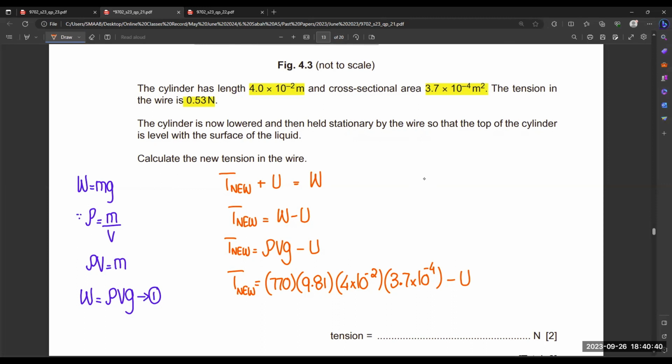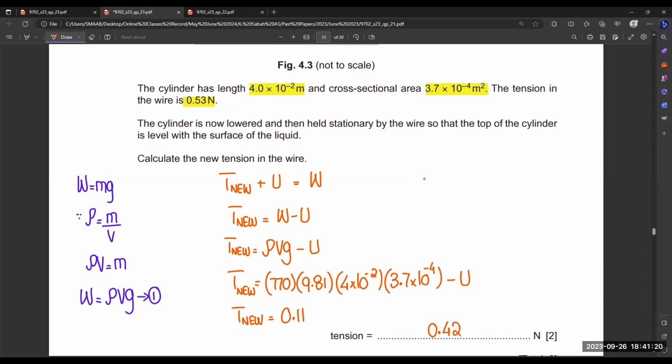So you just find out the weight of the body is equal to 0.11. This calculation is equal to 0.11, right? Yes. Okay, and what about the upthrust? Upthrust is 0.53 minus 0.11, and then minus 0.11 again gives you 0.42. So your final answer is 0.42.